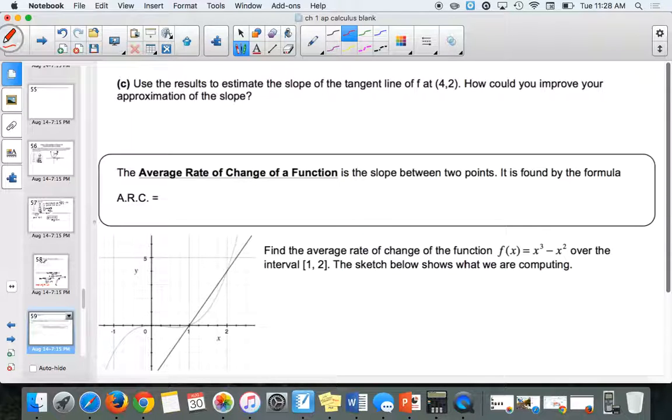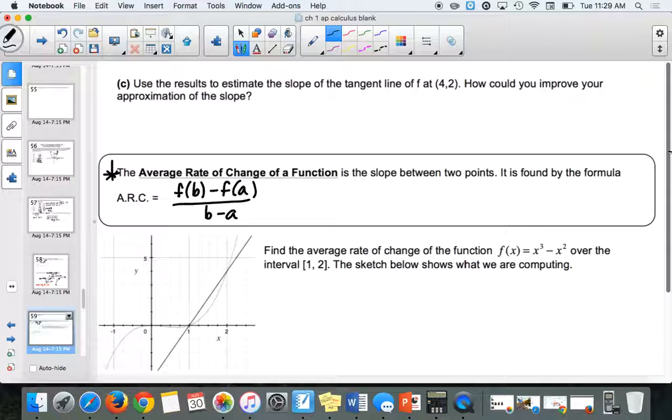All right, so the average rate of change of a function, this is a very important formula in AP Calc. So note card 1. The average rate of change is just going to be your slope. It's f of b minus f of a all over b minus a. Okay, do you guys remember doing this in pre-calc? Yeah. All right, so we're just finding the slope between 2 points.